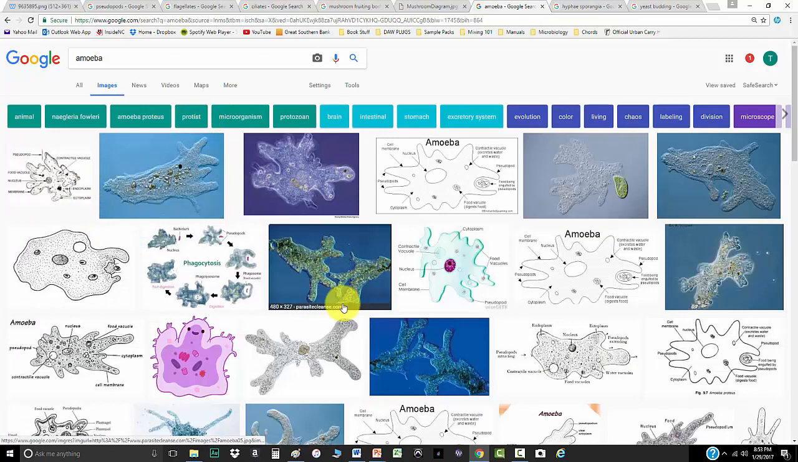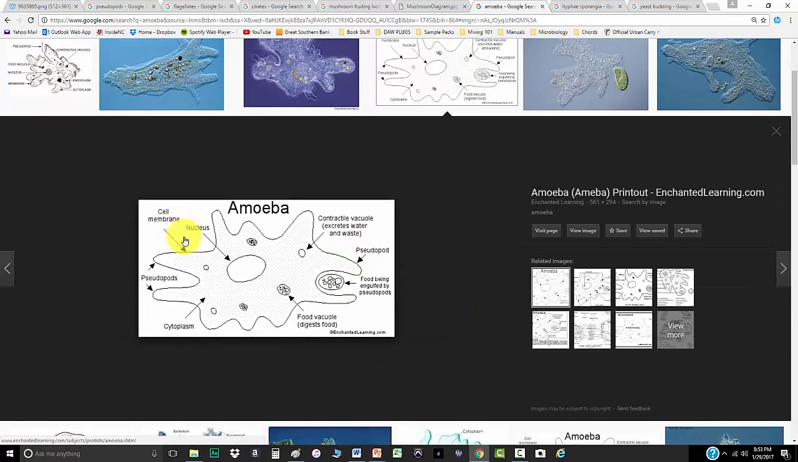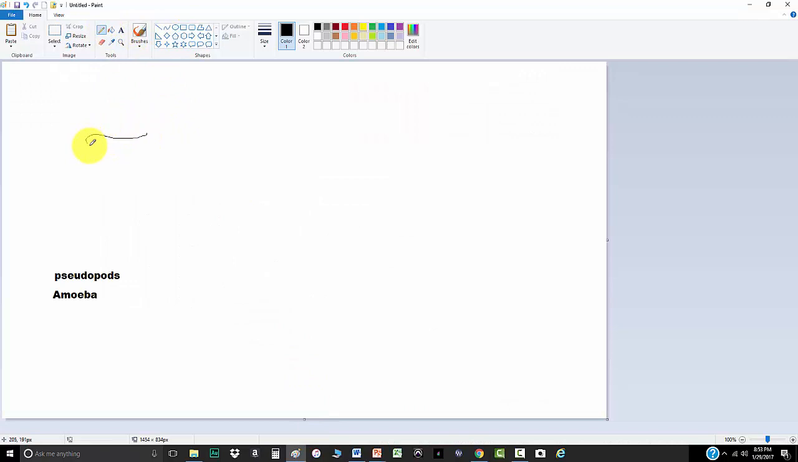The way that this works, first of all, amoeba have a very irregular shape. They tend to be drawn kind of like a blob, kind of like those pictures we're showing there. So they're just very irregular. But the way that they actually move is from the extension of the membrane.